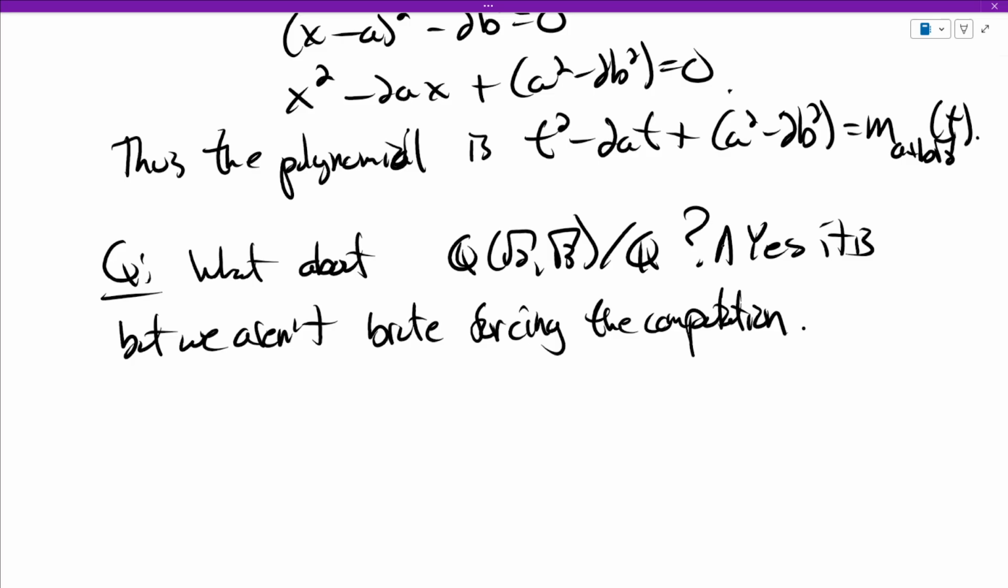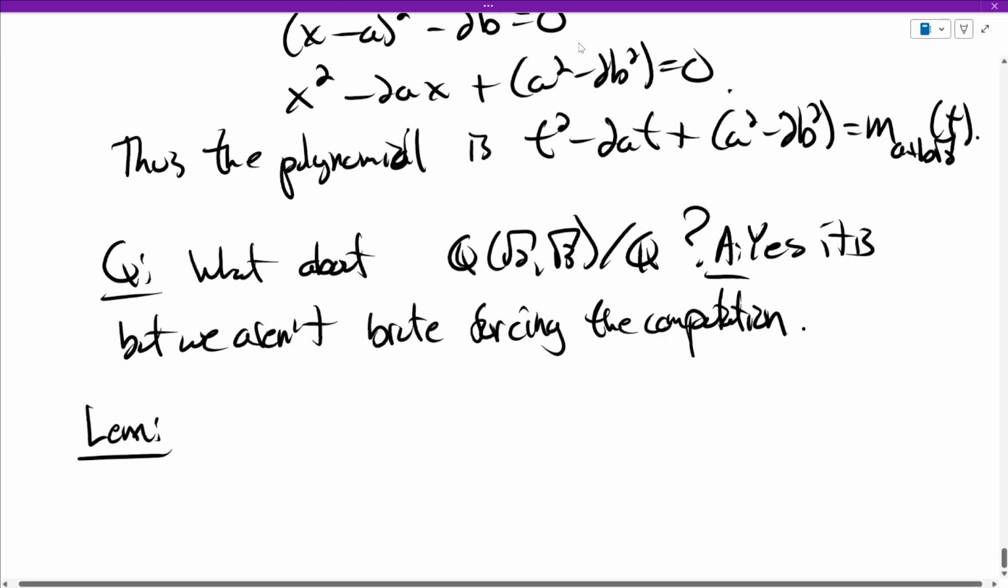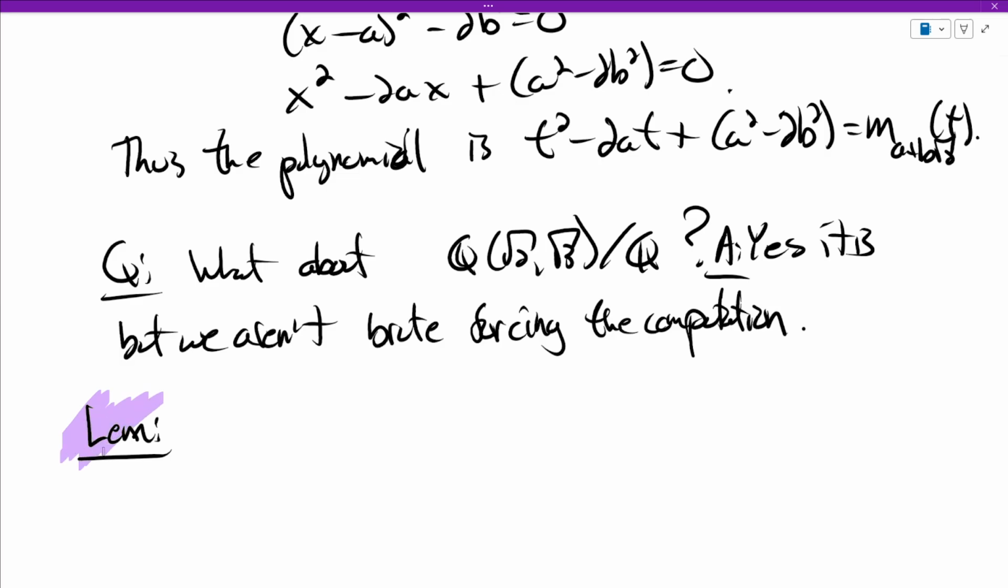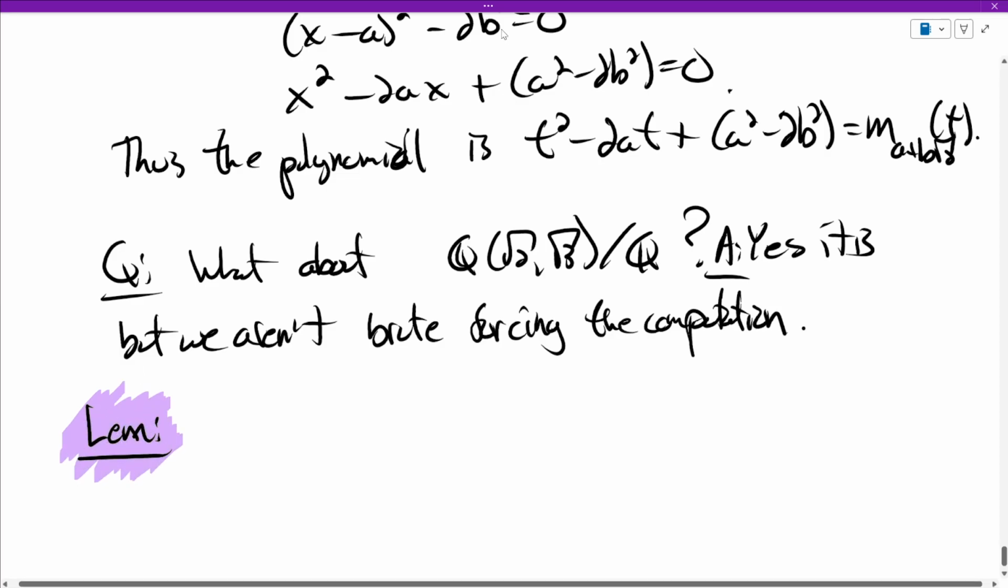All right, I guess that's the answer, right? Okay, so let's state a lemma. And the lemma is going to make our lives way easier. So what does it say?